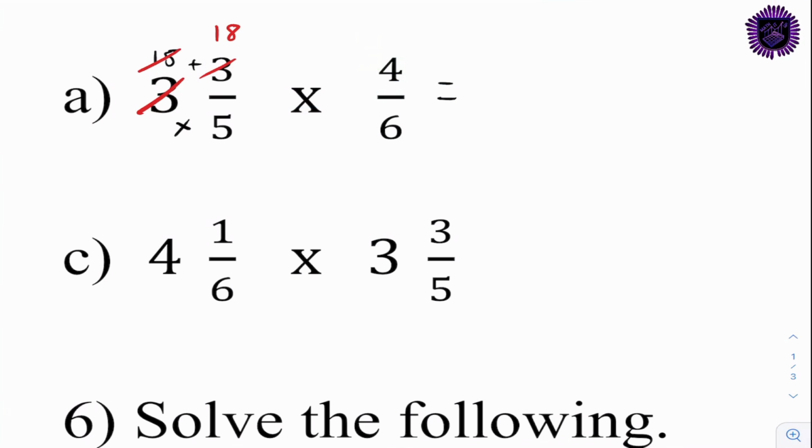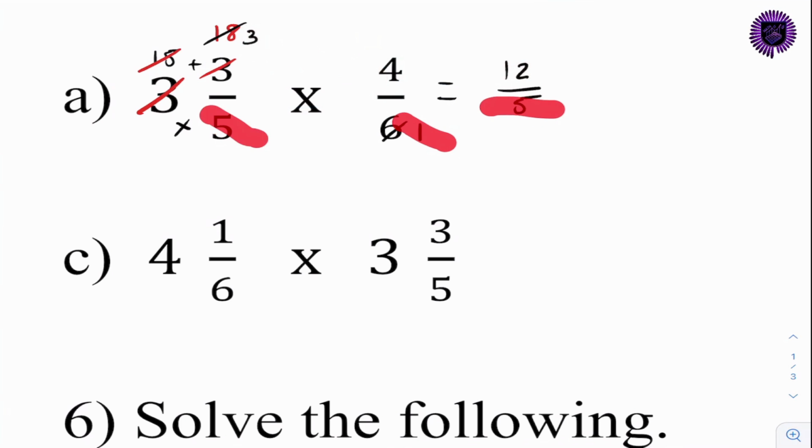So now we're looking for common factors because we're multiplying. We don't need to keep, flip, change. We're multiplying already. Common factors: 6 and 18 have a common factor, and that is 6. So that's going to become 1, and 18 is 3. And now I'm going to go 3 times 4, which is 12 fifths, right? Because 3 times 4 is 12. 5 times 1 is 5.